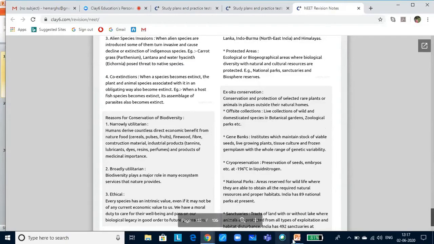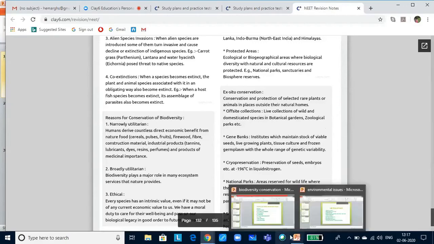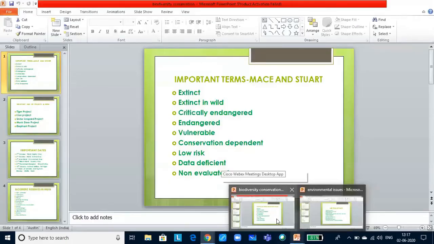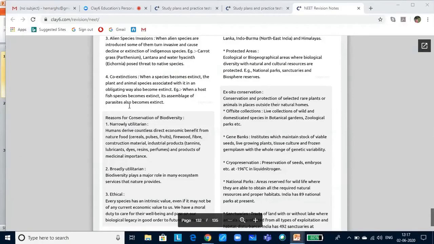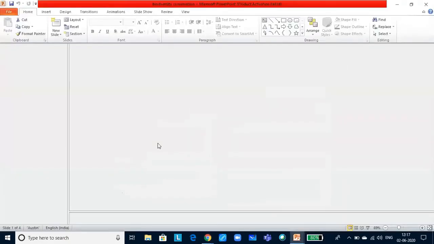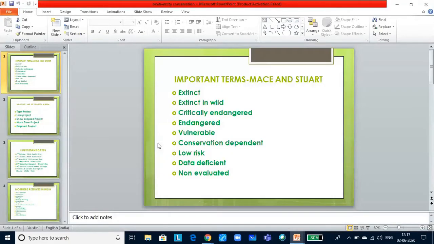Now, let us look into the Red Book. You must have heard about a Red Book. A Red Book or a Red List is a catalog of taxa facing risk of extinction. The International Union for Conservation of Nature and Natural Resources maintains it. And in India, for the plant species, the Botanical Survey of India prepares the list. The Red Data Book, a Red List, was initiated in 1963.